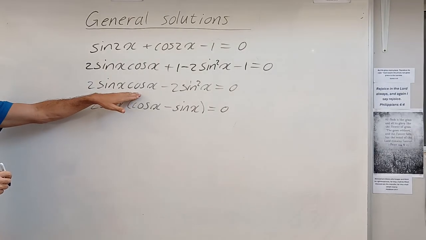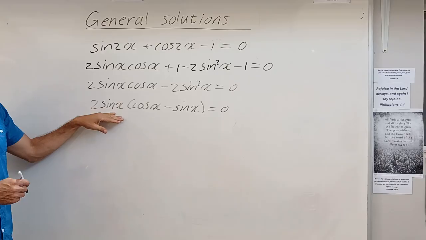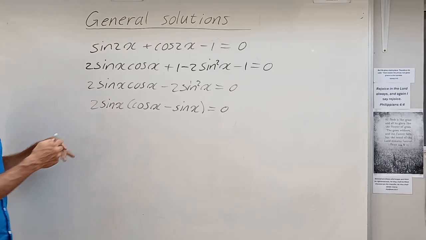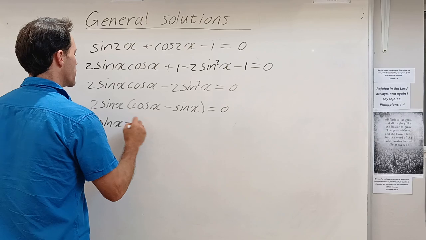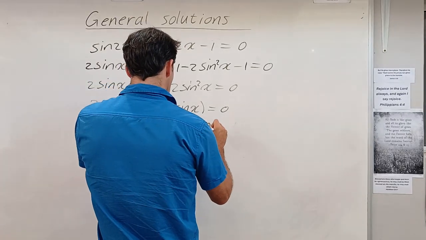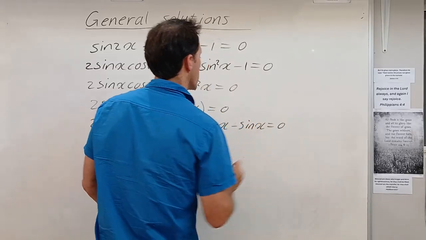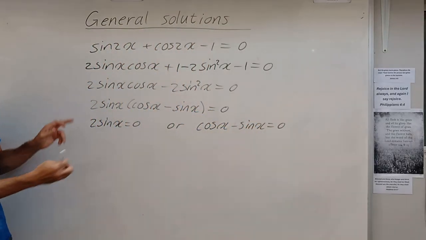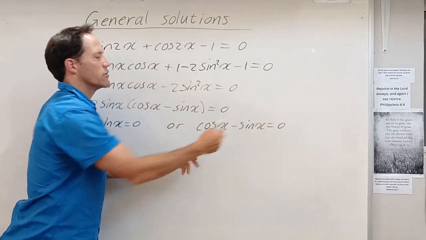Okay, so we took out the common factor. And now we can say 2 sine x equal to 0 or cos x minus sine x equal to 0. So there's our two options. Either the part in front of the bracket is 0 or the bracket is equal to 0.